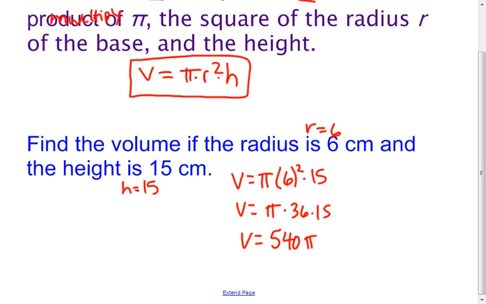And I'd actually like to have you leave it as 540 pi. Some of you I know really want to go to your calculators and take 36 times 15 times pi. If you do that, you're going to get about 1,696.46. But that's a rounded answer, and so I really would not prefer to have you do that. When you do volume, your answer will be in cubic units, so this will be centimeters cubed.